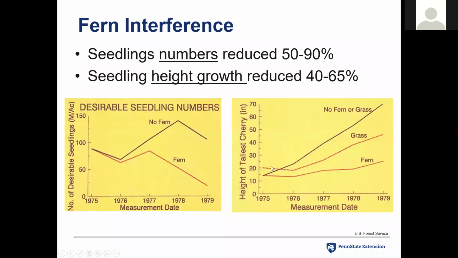So we know now that seedling numbers are reduced anywhere between 50 and 90% in the presence of fern, and seedling height growth is reduced anywhere from 40 to 65%. So that's tremendous interference from fern alone, even without deer being present. That's really telling about the impact that fern in general can have.